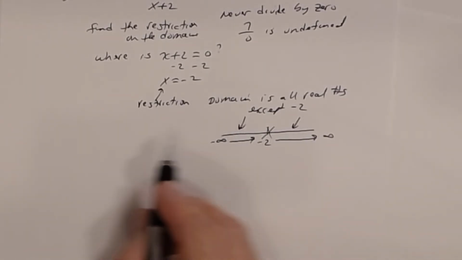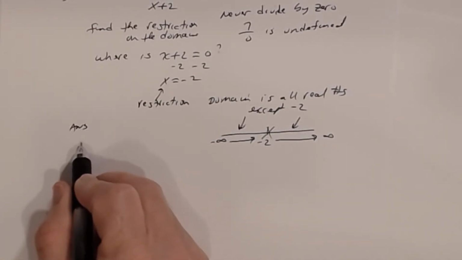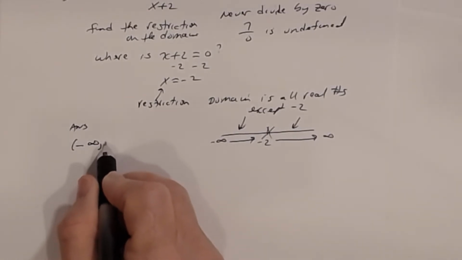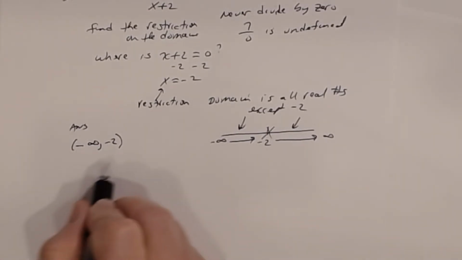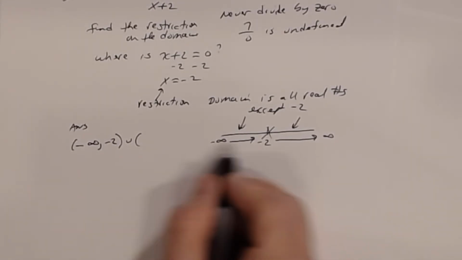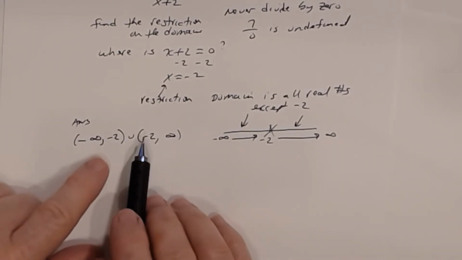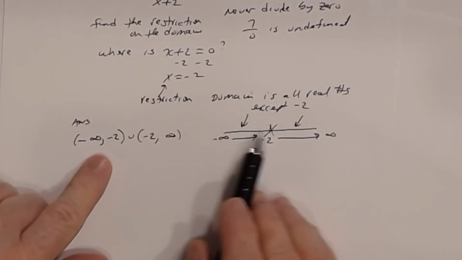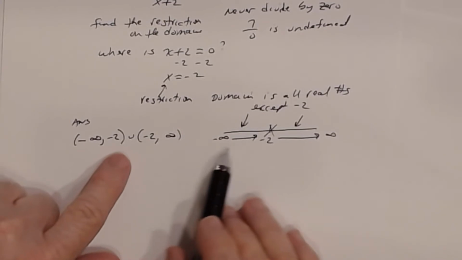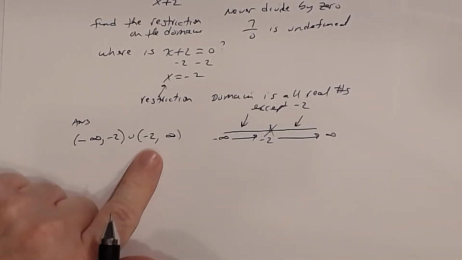Now here's how you write this as an interval. The answer: the domain as an interval will be open parenthesis, negative infinity, comma, negative 2, close parenthesis, union, open parenthesis, negative 2 to infinity. So this represents these two intervals. You're going from negative infinity to negative 2, and then from negative 2 to positive infinity.